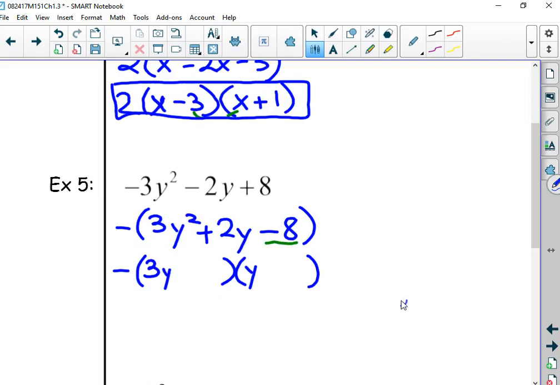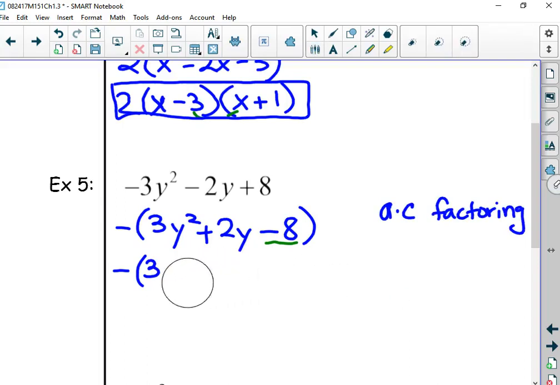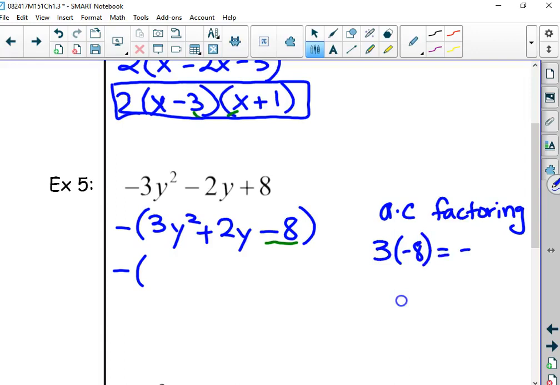So this is the way I taught it in Algebra 2. I did want to show you a slightly faster strategy. It's called AC factoring. So what I'm going to do is erase this, because the AC factoring has me putting in an extra step that will help me figure this out. By AC, I am literally going to take the A of 3 and the C of -8, and multiply them together.